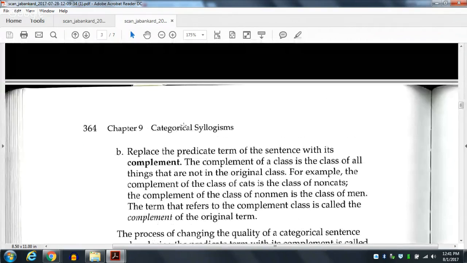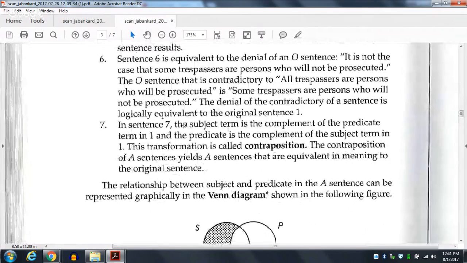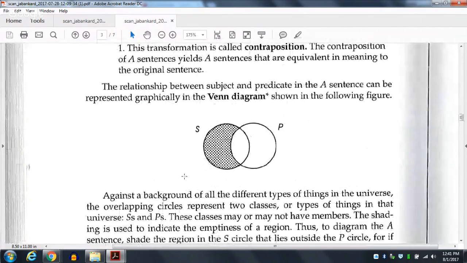Okay, E statements are a little bit different. Sorry, excuse me. How do you diagram an A statement? So we're doing A statements, all S are P. This is how the diagram would look for one sentence, right? We've got two categories, S and P. S is trespassers, P is people who will be prosecuted. All trespassers will be prosecuted would look like this.